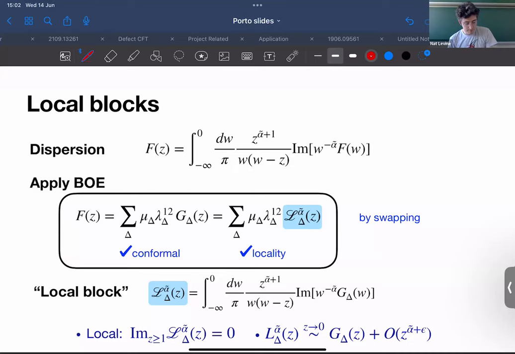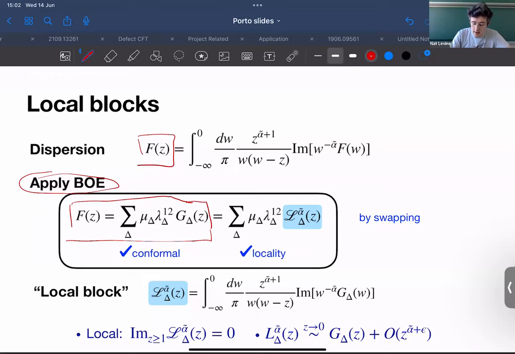But now, basically, something nice happens if we plug in the BOE. So I just put the BOE into the left-hand side. I just get a sum of blocks. And now if I plug the BOE into F on the right-hand side, and I pull the sum through the integral, so I'll get a sum here over delta, which I pull through the integral. And I'll end up with the sum with these coefficients multiplying some object, which I define to be this same transform, this integral over the negative axis, applied to the individual block. Right, so this is the definition of this local block L.